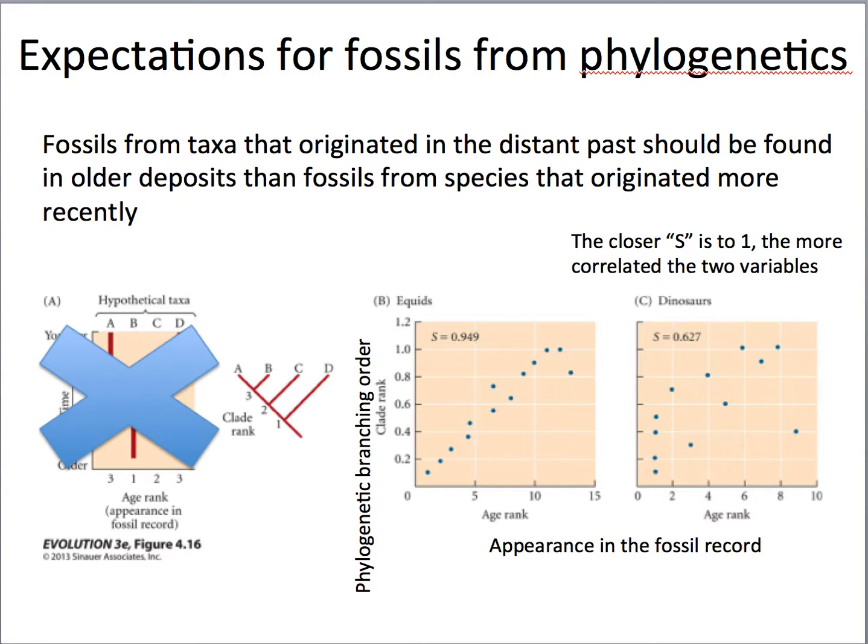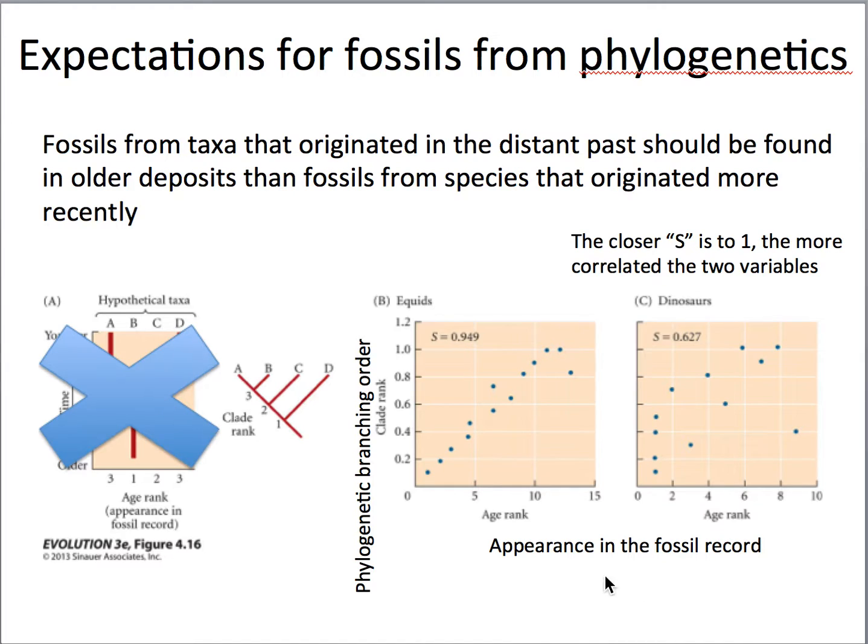So what are our expectations for patterns we would see in fossils based on what we know from phylogenetics? For instance, if we know that certain taxa originated a long time ago, we would expect that we would find fossils from those taxa in older fossil deposits than species that we think originated more recently. I'm going to call your attention to figure 4.16 here in the text, and I want you to ignore for the time being part A because it shows you that's not the expectation. It shows you something that doesn't conform.